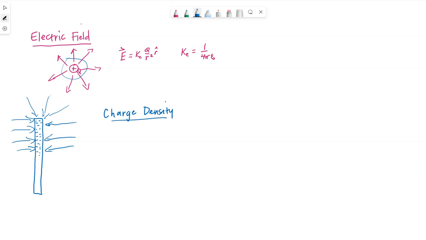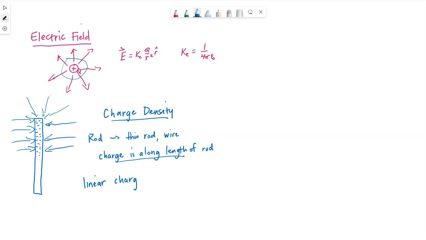There are 3 ways in which charge can be distributed. For this rod, for example, we could call this a thin rod, or it could be, not this one specifically, but a wire of some sort that was charged. Essentially, the charge is along the length of the rod. The rod itself isn't particularly thick, so we don't have a wide region, a big distance for these charges to spread over like we would if we were talking about the Van de Graaff sphere. In the case of charge along the length of something, we call this a linear charge density.